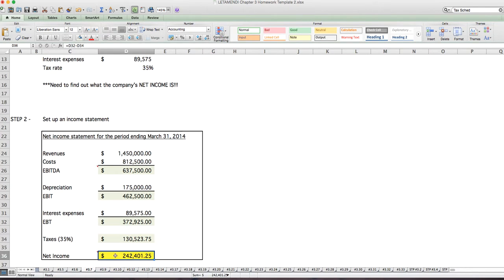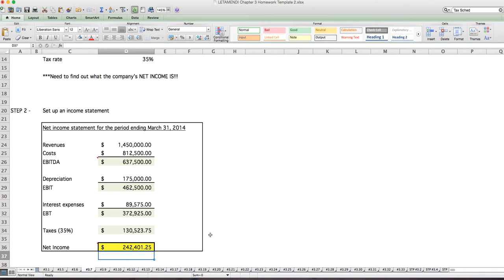$523.75 as the taxes. And then the net income is simply the earnings before taxes minus the taxes. And when you do that, you can do it this way. You can just put equals earnings before taxes minus the taxes, and then you'll get your answer, which is 242,401.25. Sorry about that pause. I'm looking at other material as I go along.